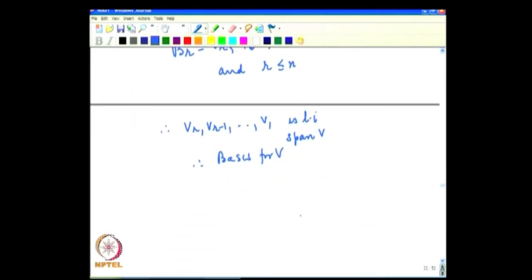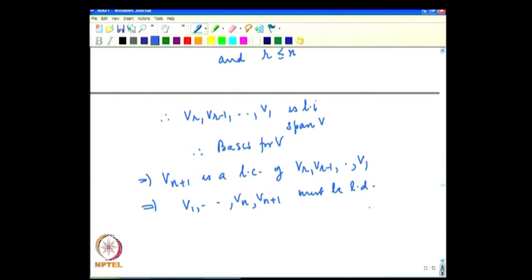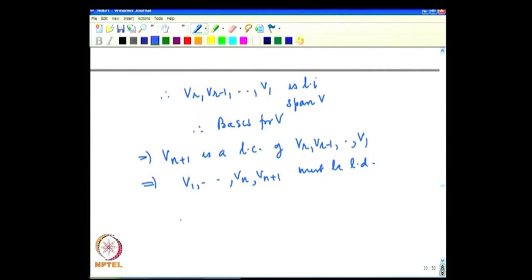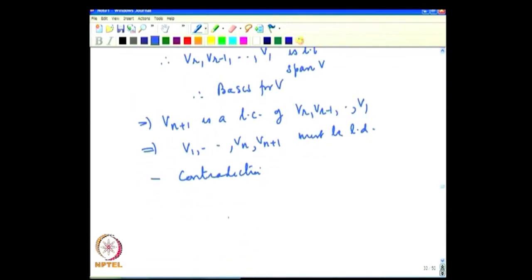Since they form a basis for V, any vector must be a linear combination of them. In particular, therefore, vn plus 1, which is not among these, is a linear combination of vr, vr minus 1, ..., v1, which means that v1, v2, ..., vn, vn plus 1 must be linearly dependent, because vn plus 1 is a linear combination of the previous ones. This is a contradiction, because we started with the hypothesis that B1 is linearly independent. So, hence we must have that the set consisting of v1, v2, ..., vn plus 1 must be linearly dependent.